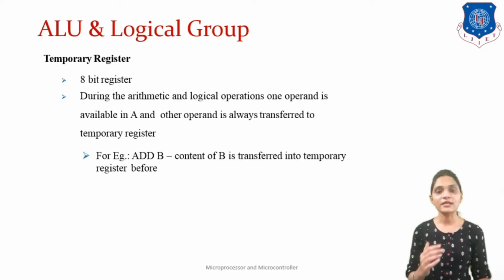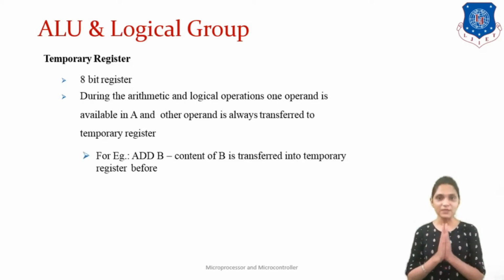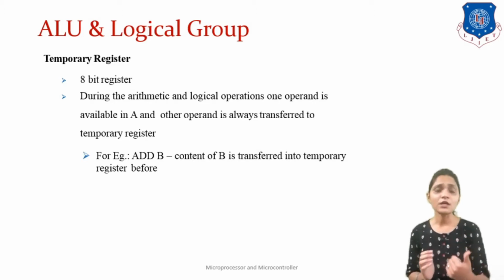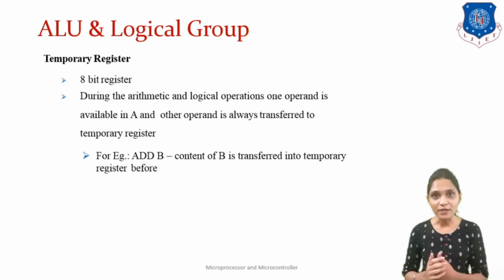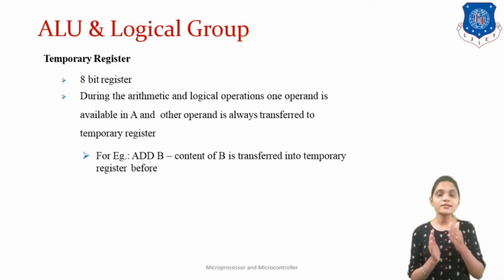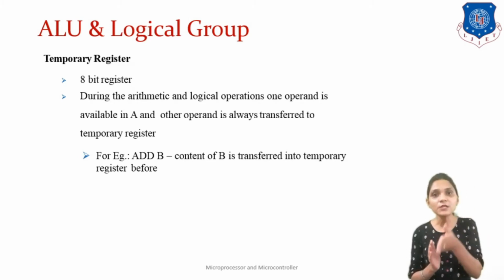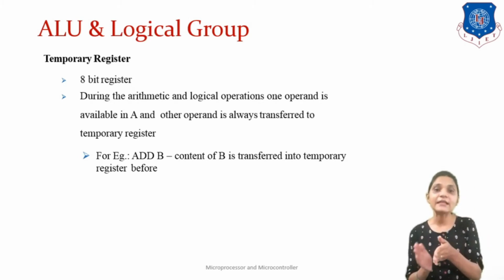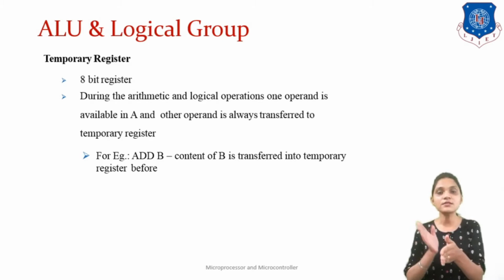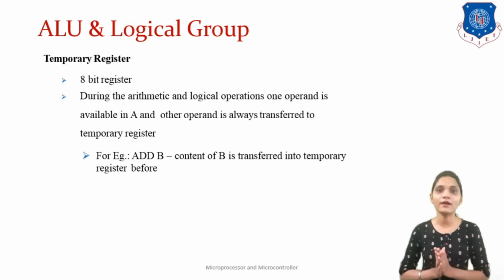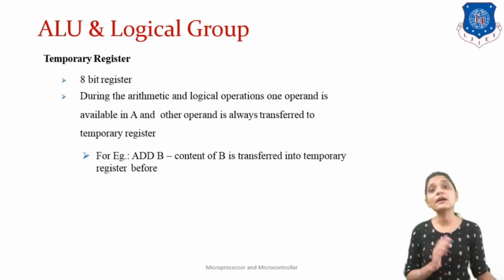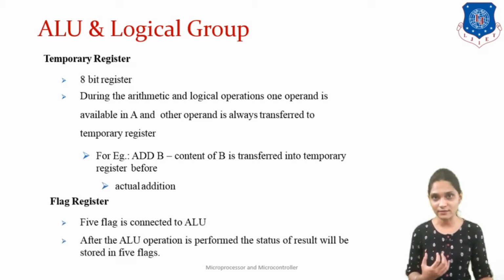For example, if we consider an instruction like ADD B, in this instruction the content of B is added into the accumulator and the result is stored into the accumulator. So first the content of the B register is transferred into the temporary register, and then the addition of the temporary register and accumulator is done, and then the result is stored into the accumulator again. So this is the kind of operation where you are using the temporary register.